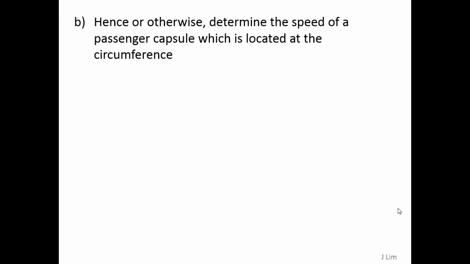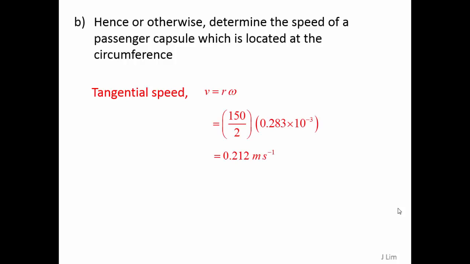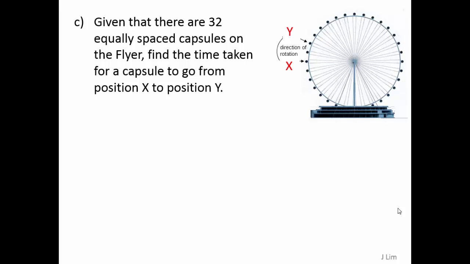Hence or otherwise, determine the speed of a passenger capsule which is located at the circumference. Now the tangential speed, v, is equal to R omega, and substituting values will give us 0.212 meter per second. Given that there are 32 equally spaced capsules on the Flyer, find the time taken for a capsule to go from position X to position Y. So the time is the change in the angle divided by angular speed. Substituting values, we get 139 seconds.